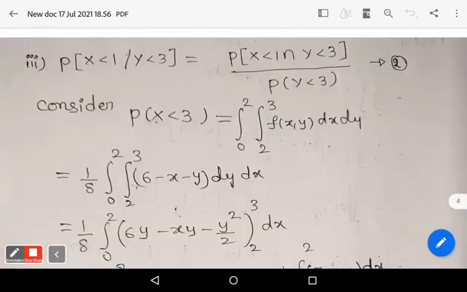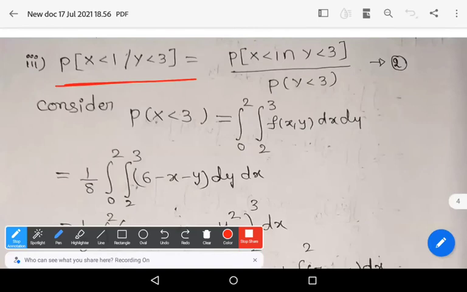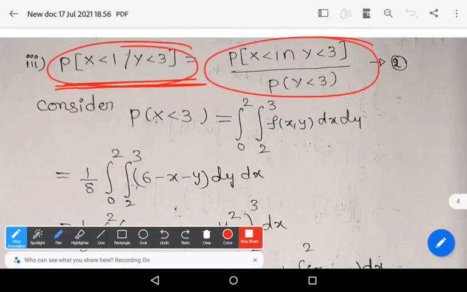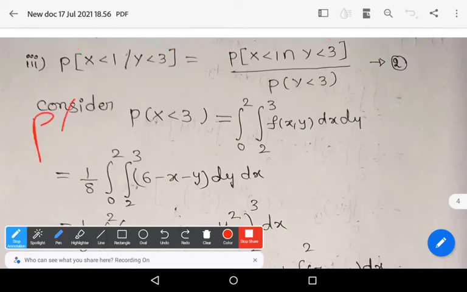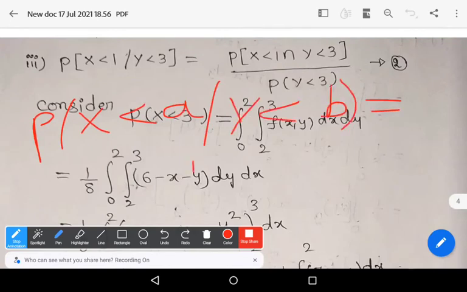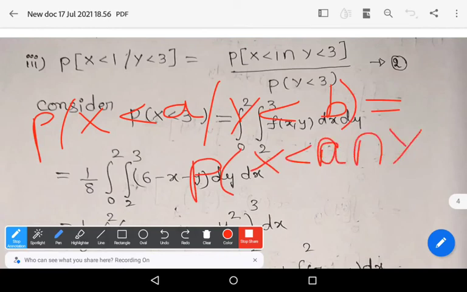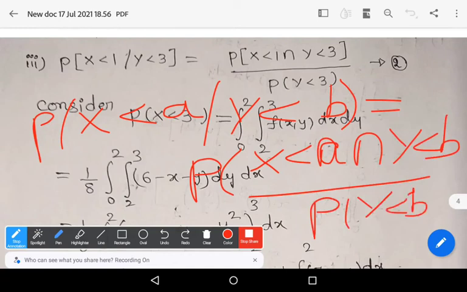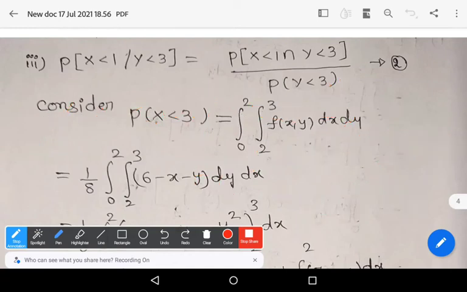Let us go for the third bit. Probability of x less than 1 given y less than 3. This condition can be written like this. The formula: probability of x less than a given conditional event y less than b can be written as probability of x less than a intersection y less than b divided by probability of y less than b. That's it. We use the same formula.